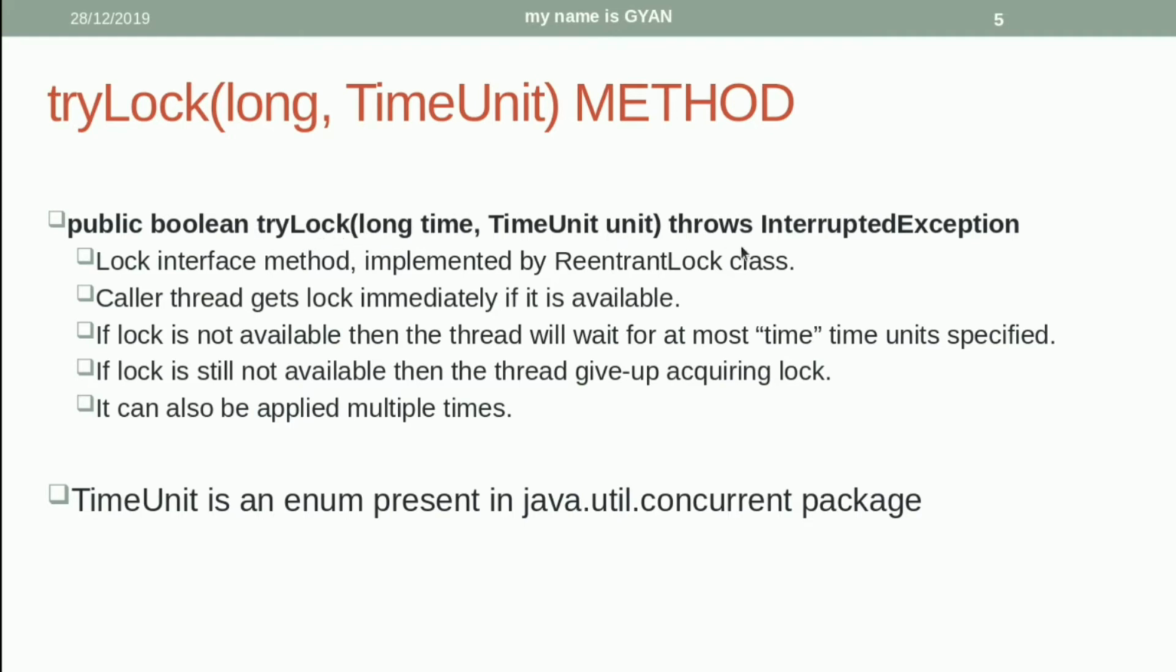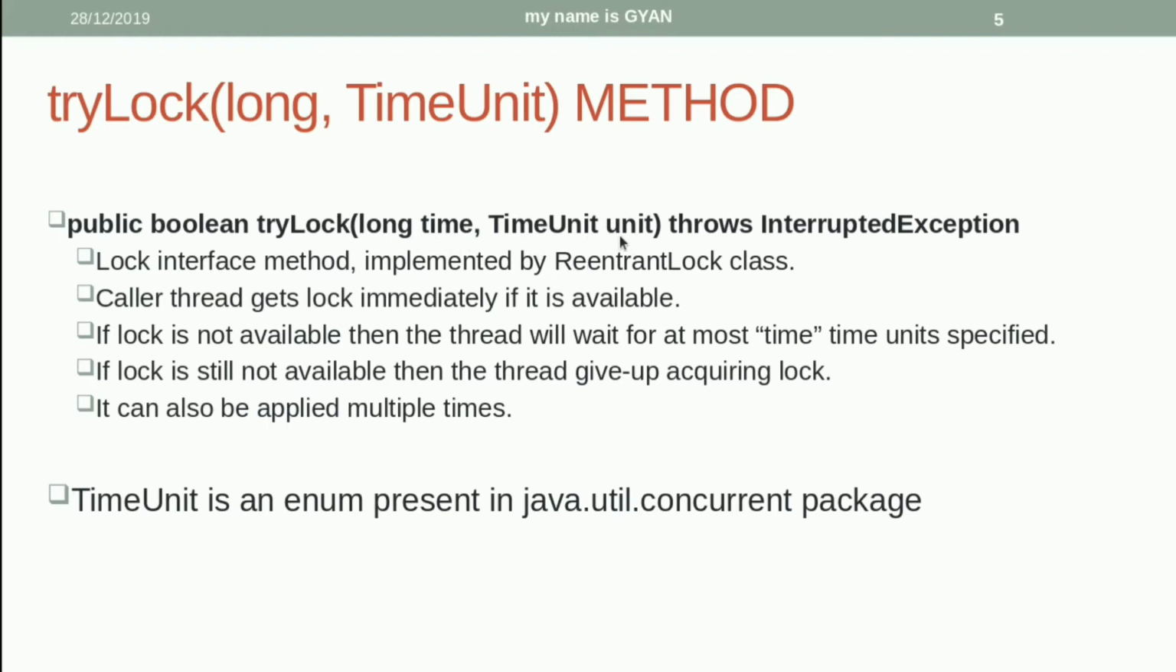While using this tryLock method, you should be ready to handle this InterruptedException. The tryLock method is a Lock interface method implemented by the ReentrantLock class, similar to the previous one. The caller thread gets the lock immediately if it is available. But if the lock is not available, then the thread will wait for at most the given time unit.